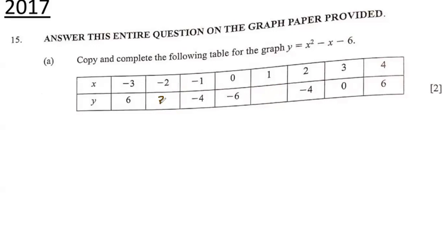What is the y value when x is equal to -2, and what is the y value when x is equal to 1? Now, what is the formula we have to use? The formula is x squared take away x take away 6. Very good. x squared minus x minus 6. Are you writing this down, or just looking at the screen? Let me know if you're writing this down, please. I'm writing it down.